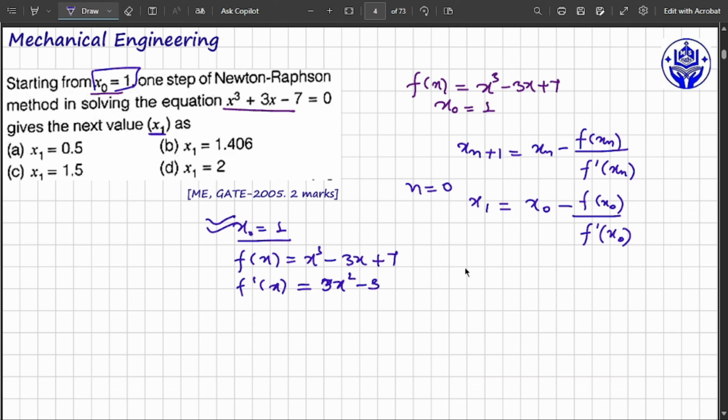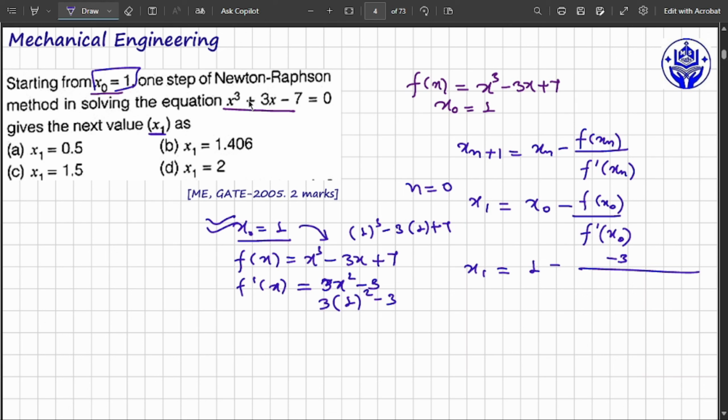What is x1? x1 is nothing but, what is x0? x0 is 1. So it is 1 minus f of x0. If I put 1 here, then it will be 1 cube minus 3 times 1 plus 7, and this is nothing but minus of 3. And if I put 1 here, then 3 times 1 square, it is 3 x square minus 3.